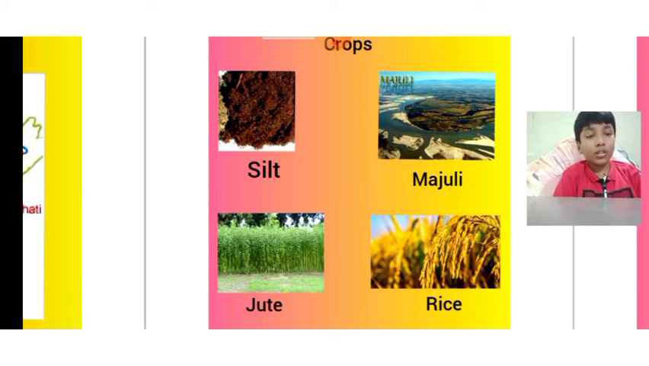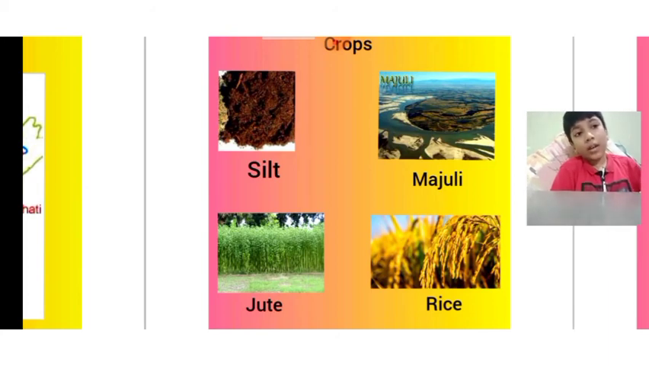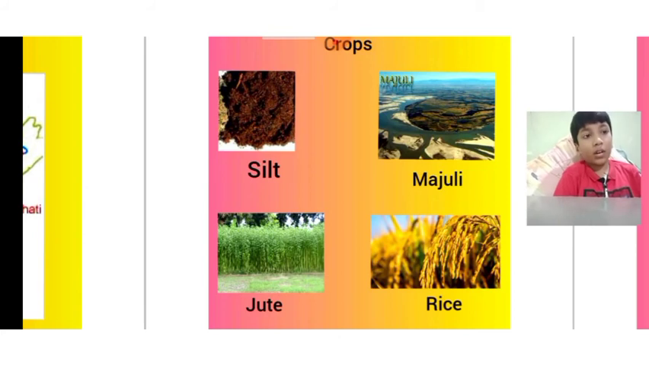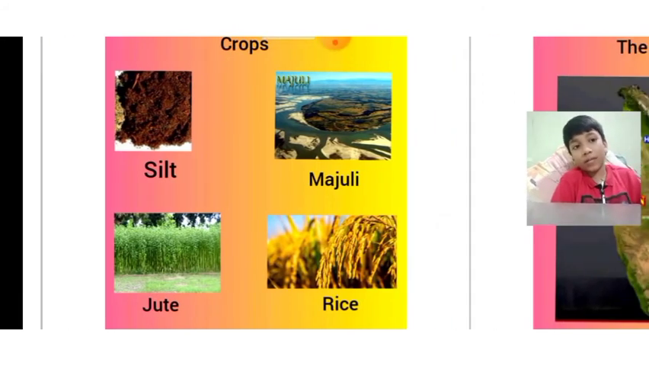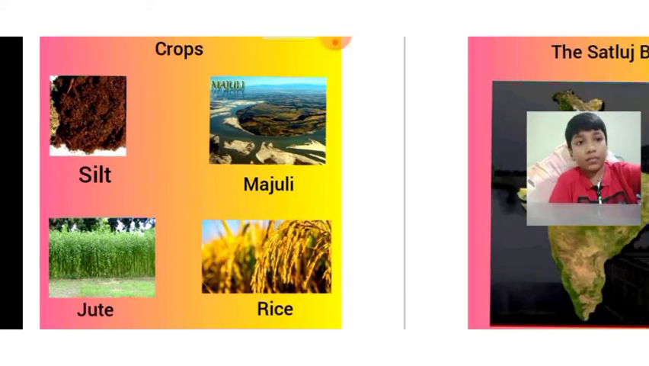And we saw about silt. Silt is not a crop, it is very fertile soil. When rivers flood, the fertile soil comes up, so that is called silt. And the Brahmaputra basin will always flood. When it floods, it floods its surrounding areas. And we saw Majuli, an island located in Brahmaputra.